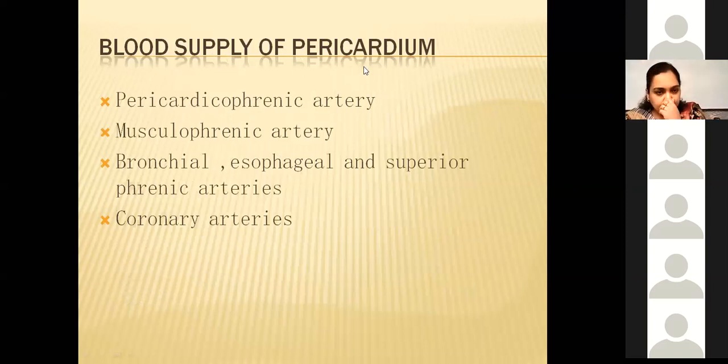Now the blood supply of the pericardium. The pericardiophrenic artery is a small slender artery, and it is a branch of the internal thoracic artery.